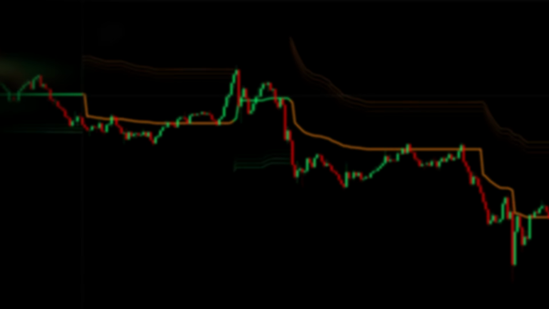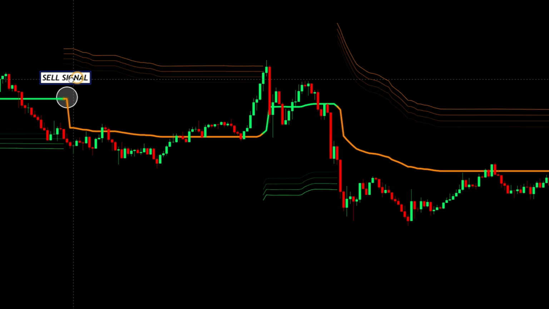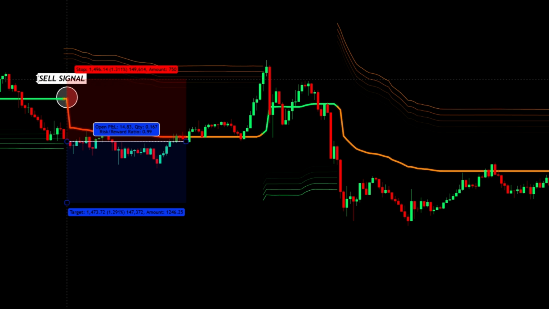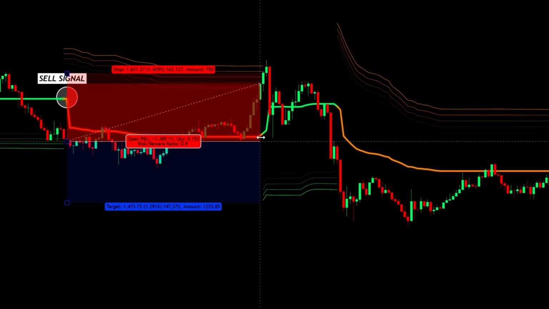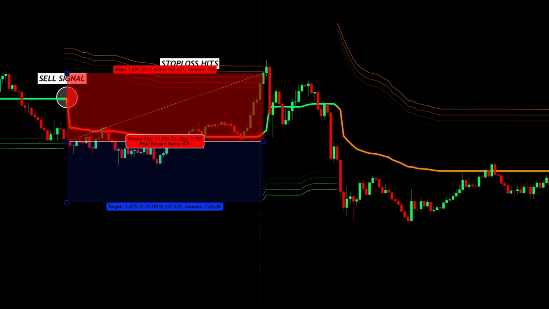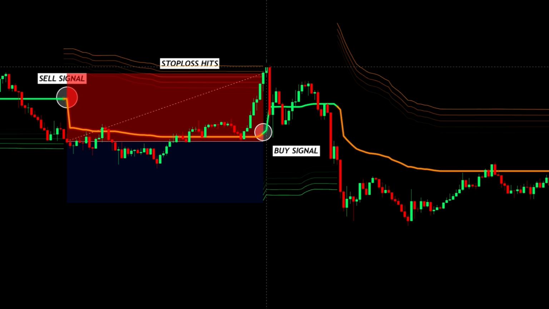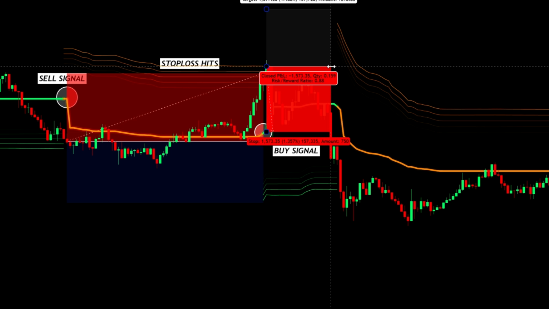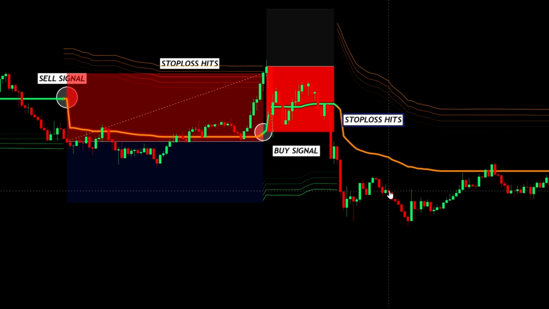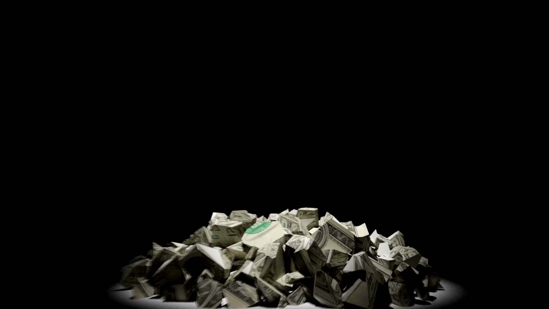Watch this example. The trend line flips red, so the beginner sells. They set a stop loss, price suddenly pushes up, hits their stop loss, and then drops again without them. Then it flips green, so they buy. They set another stop, and again, price wipes them out before the real move even starts. If you trade only the color change, your win rate will collapse and you'll lose money.